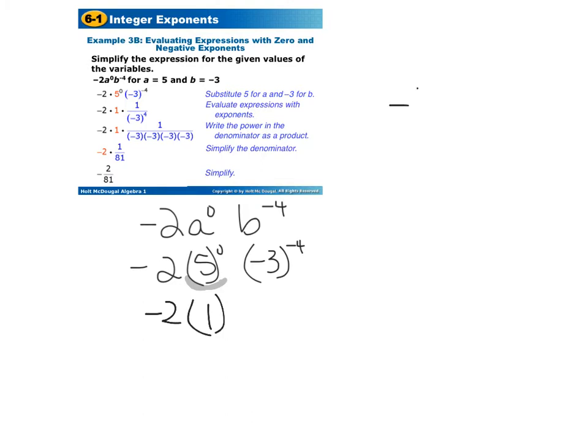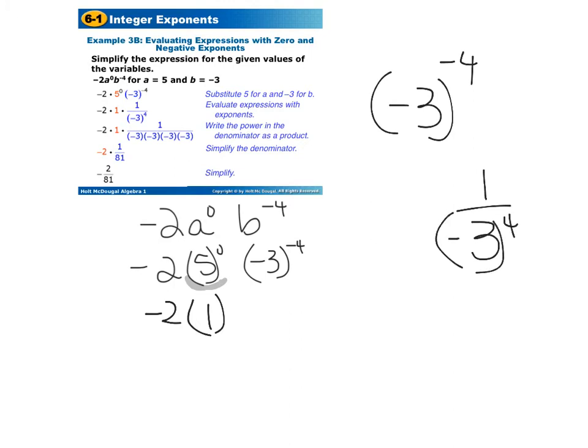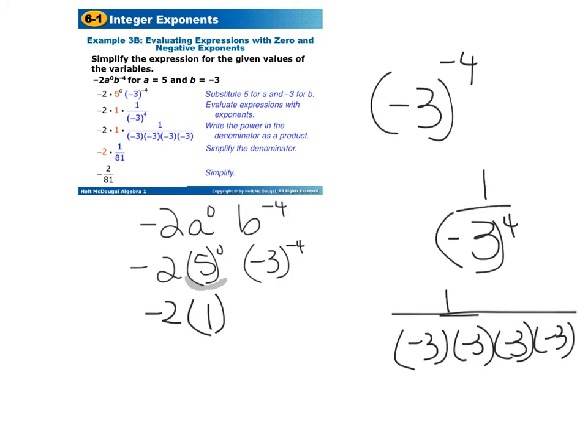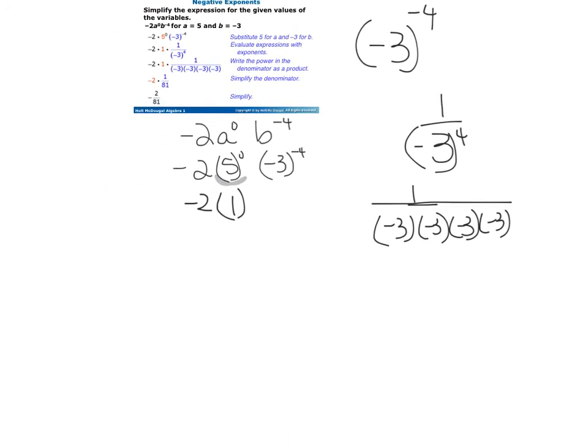And now I'm going to do the negative 3 in parentheses to the negative 4 power. The negative 4 tells me to make it a fraction. Keep it in parentheses. And now I'm going to multiply negative 3, negative 3, negative 3, negative 3, 4 times. We just saw this, and 3 to the 4th power is 81. So now I have this part being 1 over 81, and it's positive.